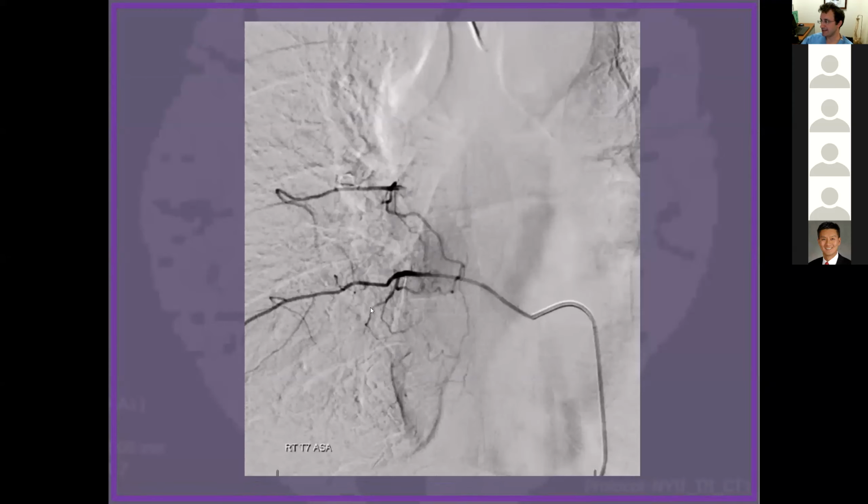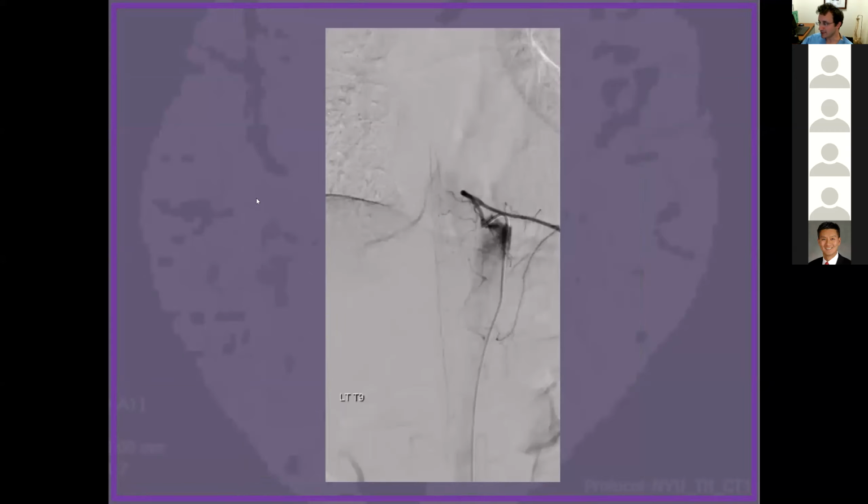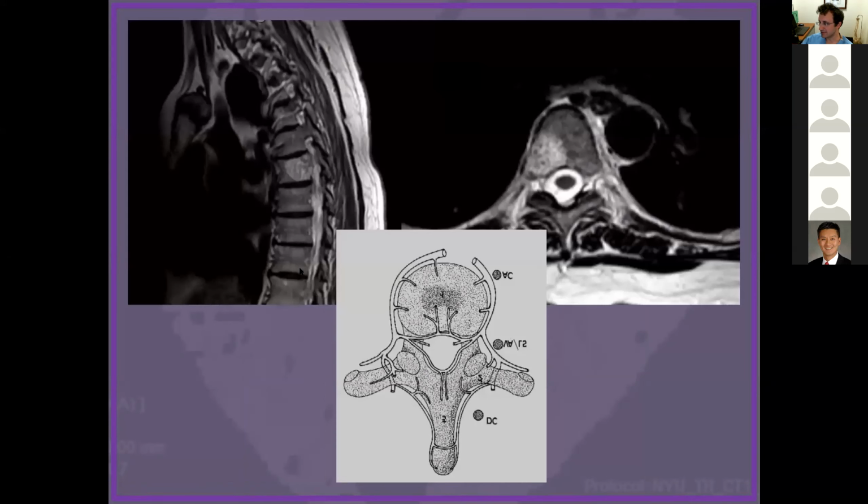So here's a right T7. This is the same person. She just happens to have lots of them also coming from the right, which is also unusual. More often than not, the origin is on the left. And then finally, she does have a classic, quote unquote, normal, a little bit high, left T9 radiculomedullary Adamkiewicz vessel.